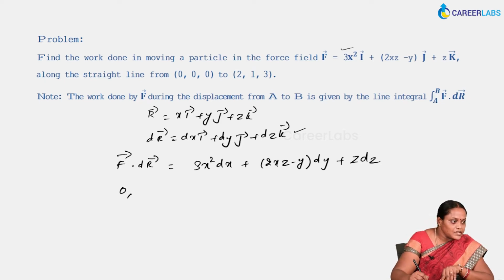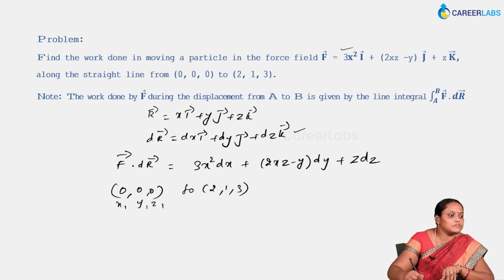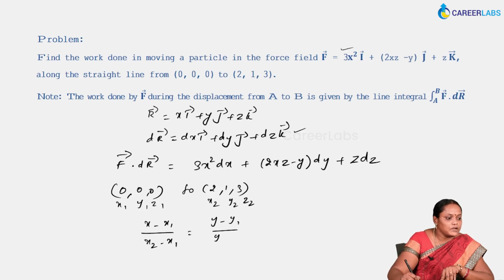We are going to get a straight line from the point (0, 0, 0) to (2, 1, 3). Let us consider this as x1, y1, z1, and this is x2, y2 and z2. The straight line equation will be given by (x minus x1) by (x2 minus x1), which is equivalent to (y minus y1) by (y2 minus y1), which is equivalent to (z minus z1) by (z2 minus z1).